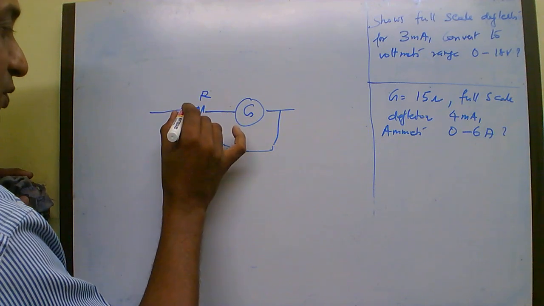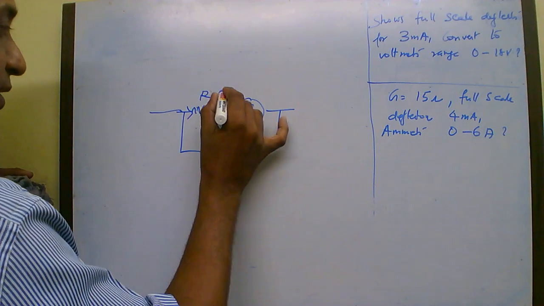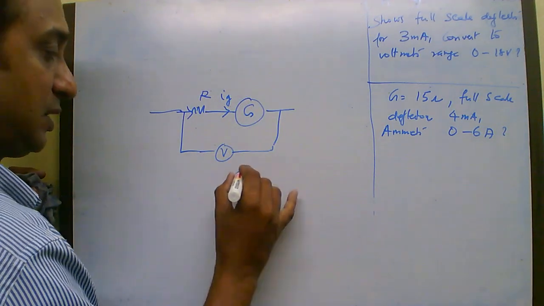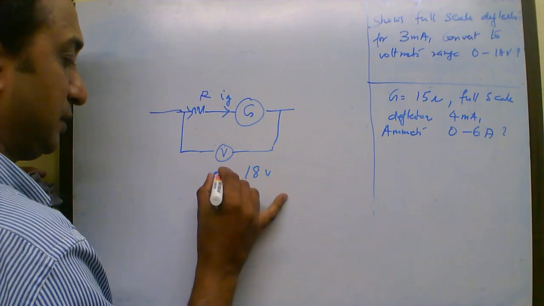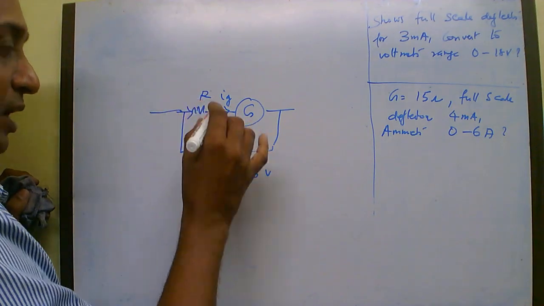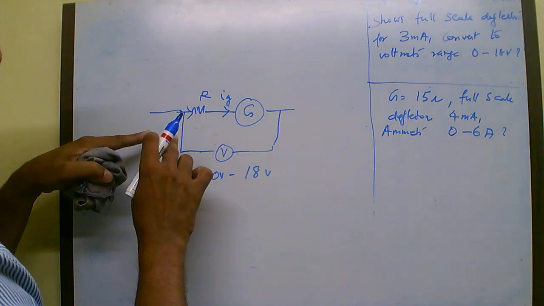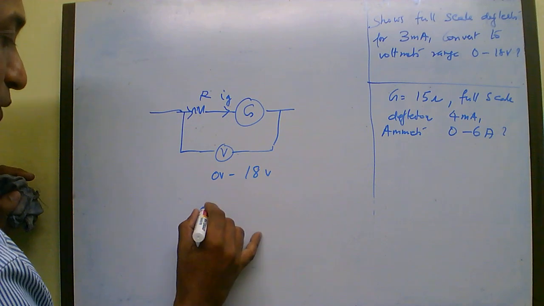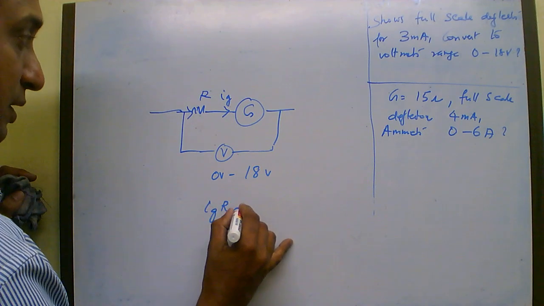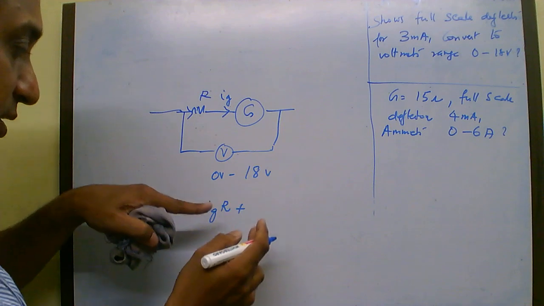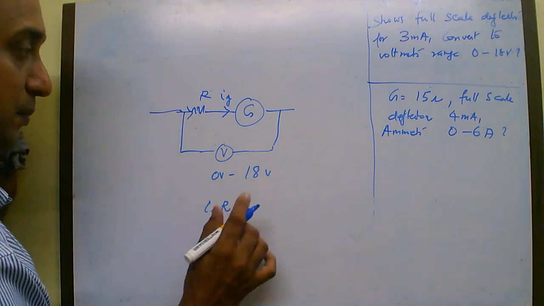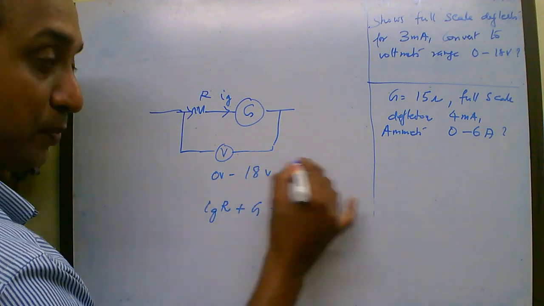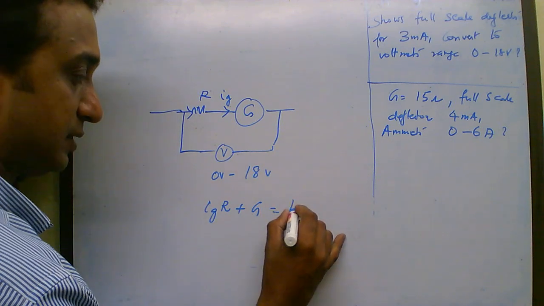Now how much current is flowing through the galvanometer? That is Ig. And how much voltage does it have to measure? It has to measure up to 18 volt, 0 volt to 18 volt. And we know the potential across this resistance and the galvanometer is equal to Ig times R, that is the resistance which you are going to connect in series, plus the galvanometer's resistance, equal to the maximum potential which I want to have, that is 18.